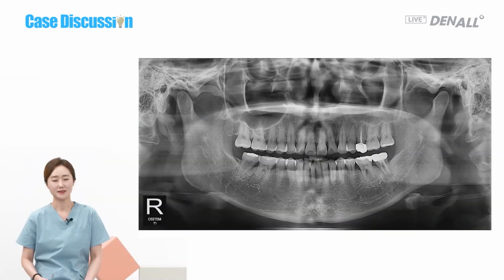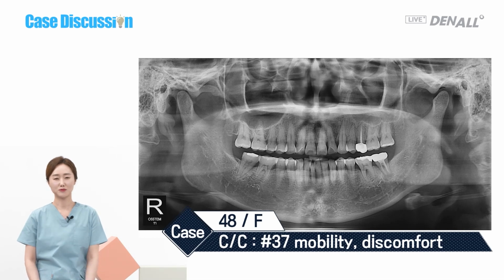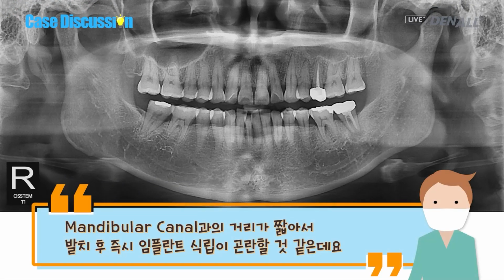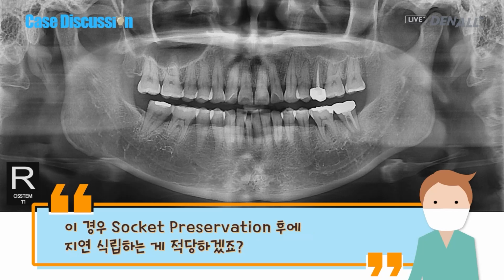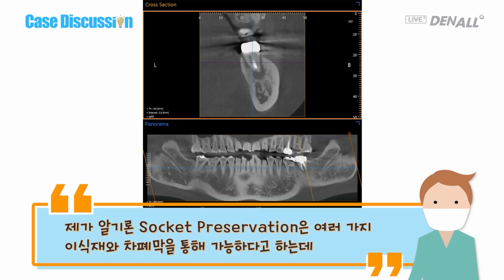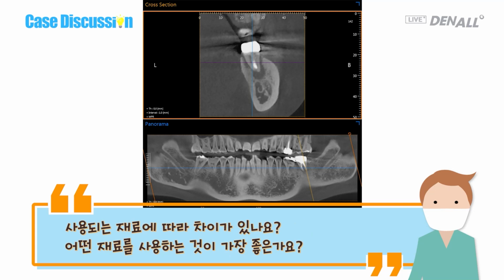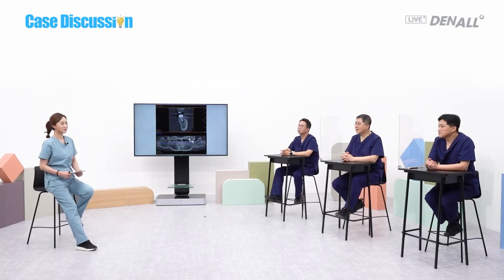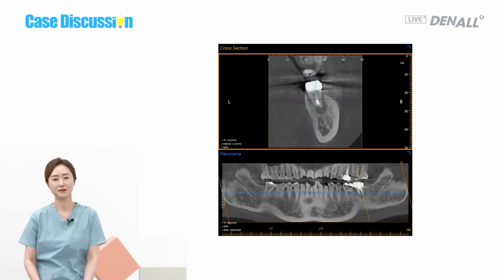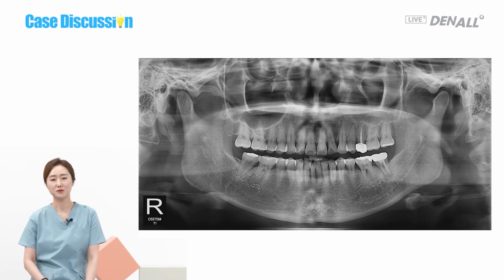Today's case is a 48-year-old female patient with mobility and discomfort of number 37. It is very close to the mandibular canal, so immediate implant placement after extraction may not be right. Do I need to do socket preservation first and place an implant later? I understand socket preservation can be done with various graft materials and membranes. Are there any differences between the graft materials, and which one is the best? That is the question. On the CT and panorama, there's a periapical lesion at the root of 36, right above the canal.